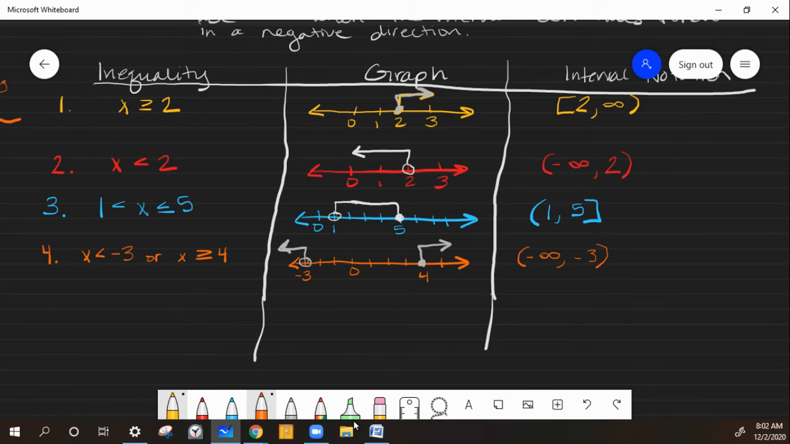So what happens is I start with a new interval notation, and I start with a bracket because it does actually equal 4. And notice that it goes on forever here, all the way until infinity. And that's okay. You can have two interval notations representing the same graph.